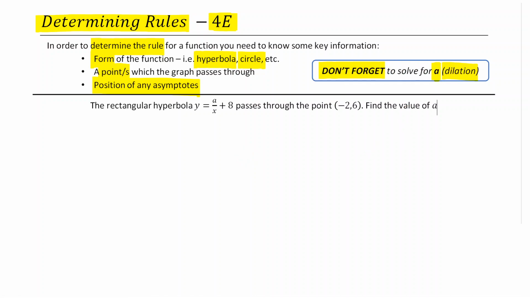Let's begin with our first question here, which says the rectangular hyperbola y is equal to a over x plus 8 passes through the point -2, 6. Find the value of a. So here a is our dilation factor, and it's asking us to figure out what a is going to be if this graph passes through the point -2, 6. So how are we going to answer this question? Well, what we're going to do is we're going to sub in the point that we were given and then solve for a.